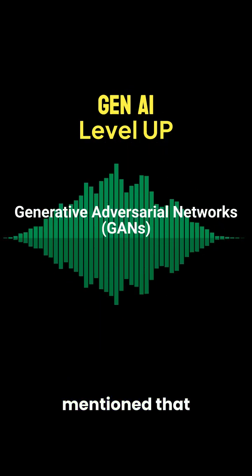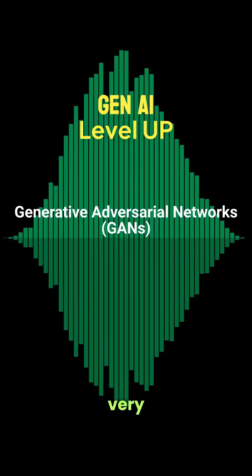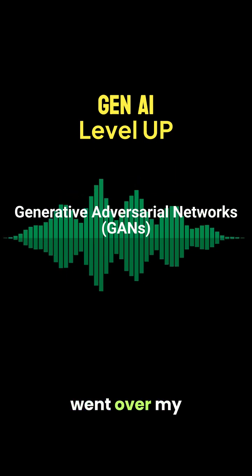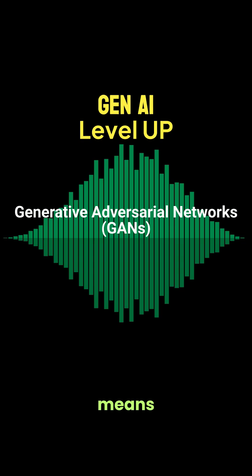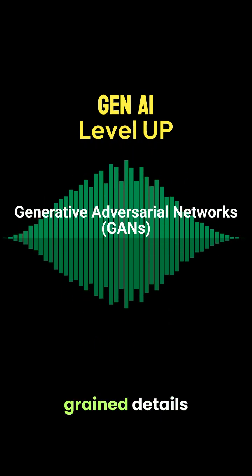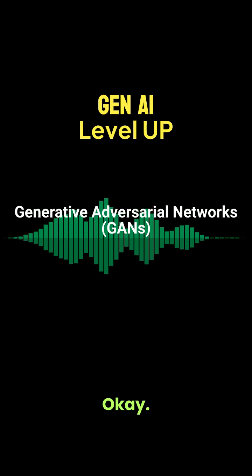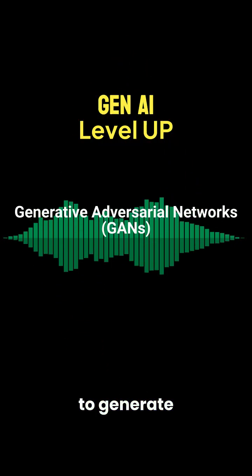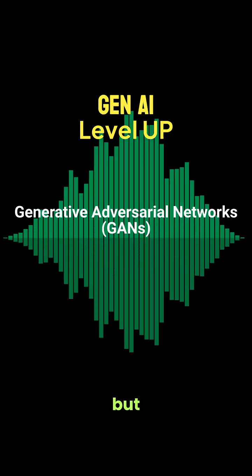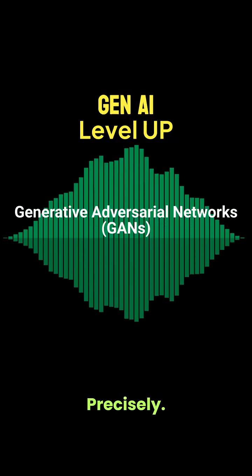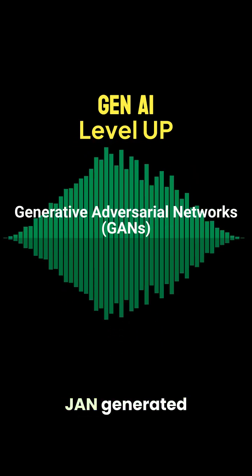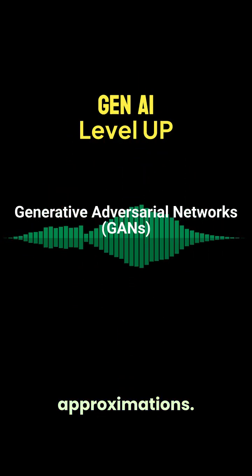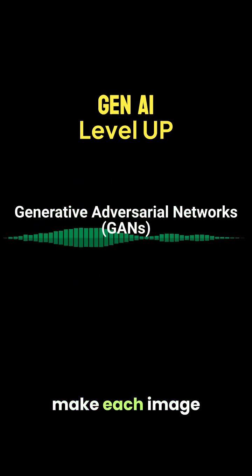Now, you also mentioned that GANs can represent very sharp, even degenerate distributions. Can you unpack that for us? I have to admit that one went over my head a little bit. It's a bit technical, but basically it means that GANs are really good at capturing those fine-grained details and subtle variations in the data. Other generative models might struggle with this, but GANs excel at it. So they're able to generate outputs that are not just realistic, but also diverse and nuanced. Precisely. And that's a key reason why GAN-generated images often look so convincing. They're not just generic approximations. They capture the subtle details that make each image unique.